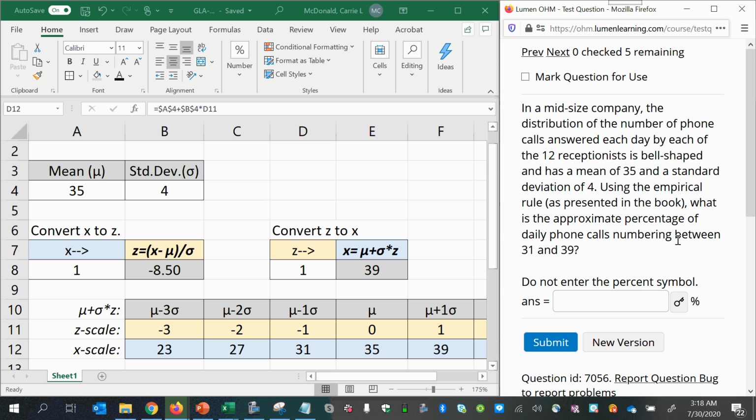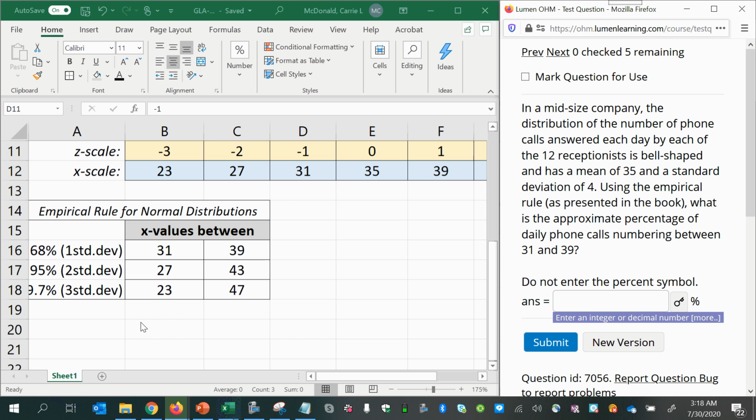It says, what is the approximate percentage of daily phone calls numbering between 31 and 39? Well, here's 31 and here's 39. How many standard deviations away from the mean are each one of those? Well, they line up with a z-score of 1 and a z-score of -1, so they're within 1 standard deviation of the mean. And the empirical rule said we have 68% falling within 1 standard deviation of the mean if it's a bell-shaped distribution. So that's going to be my answer, 68%.